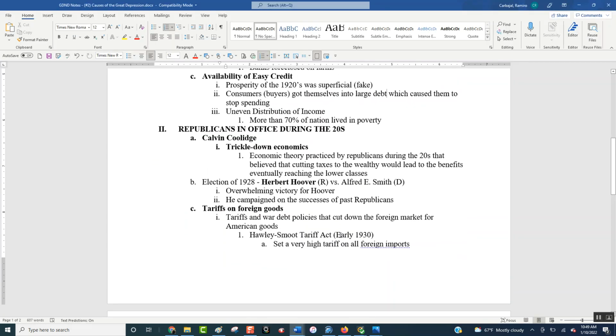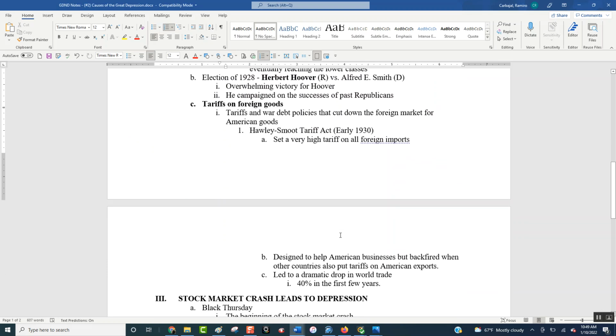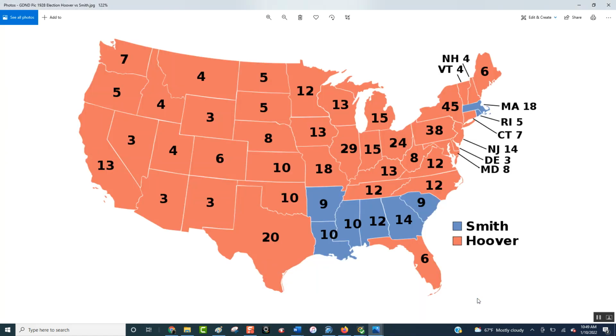Now, Herbert Hoover was president when the stock market crashed, when everything was good up to that day. So in 1928, when he ran for election, this was before the stock market crash, he won pretty easily. So this is an electoral college map that shows you how he won. This is before the stock market crash. Republicans were popular. The 20s looked good. So look at all the red states. All these people voted for Hoover and the Republicans.